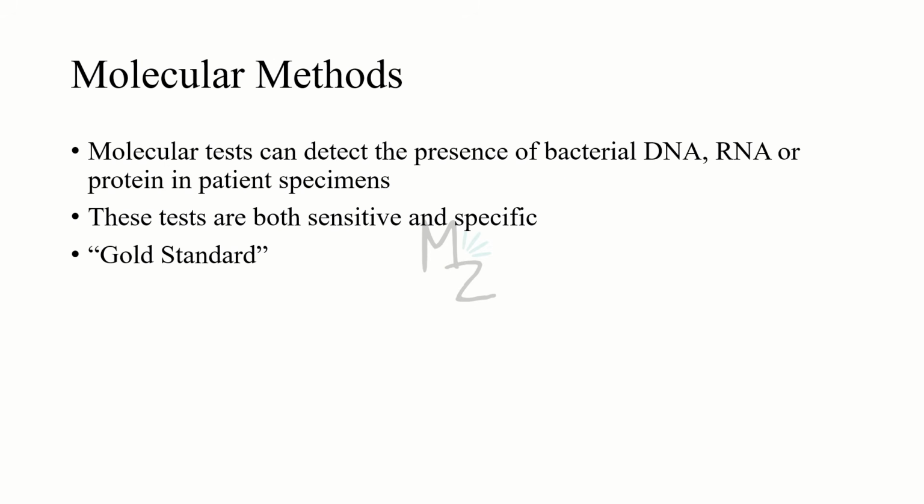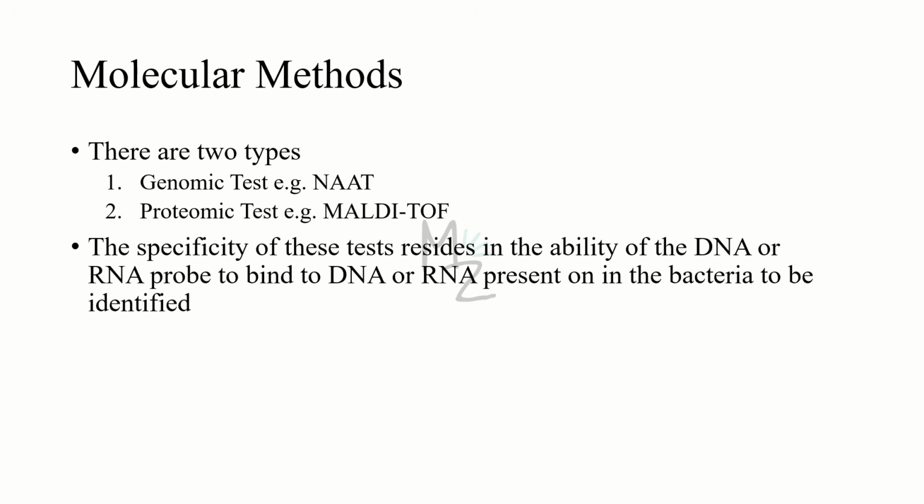Finally, we are going to talk about molecular methods. Molecular tests can detect the presence of bacterial DNA, RNA, or protein in patient specimens. These tests are both sensitive and specific, and they've become the diagnostic gold standard for many infections. There are two types of molecular methods. The first one is genomic tests, that includes nucleic acid amplification test, and the second one is proteomic test, that includes the matrix-assisted laser desorption ionization time of flight.